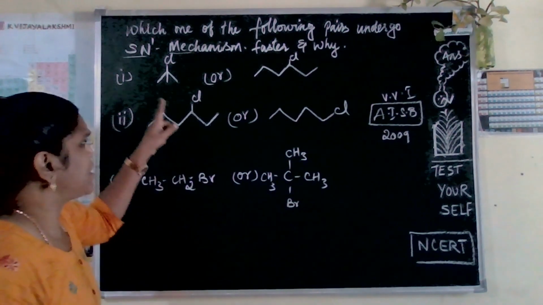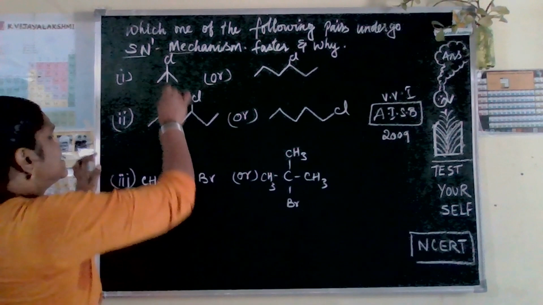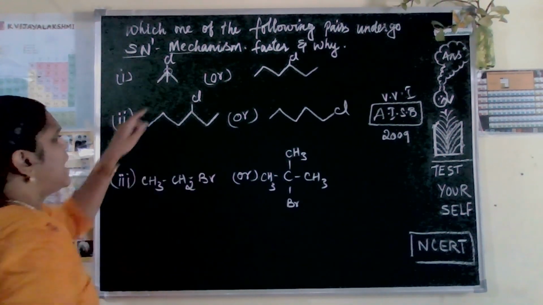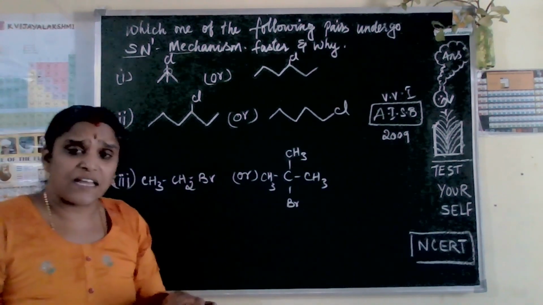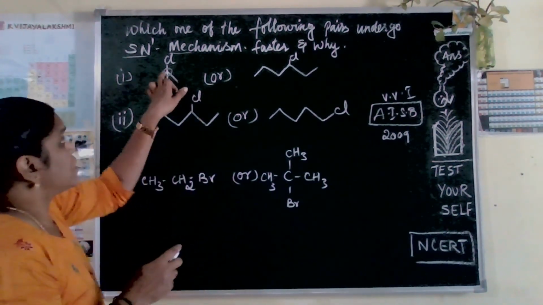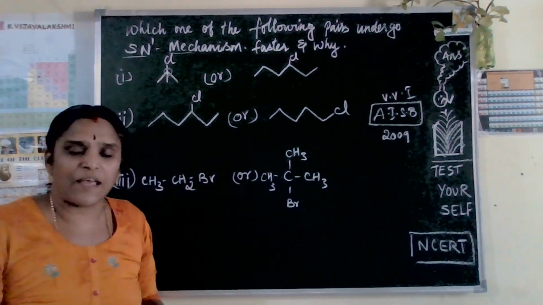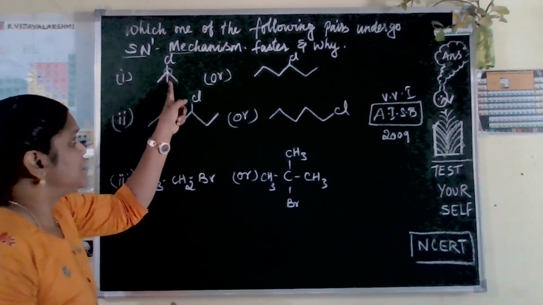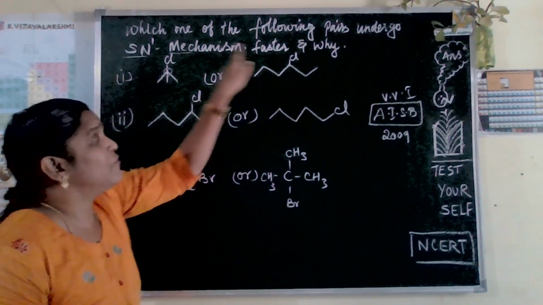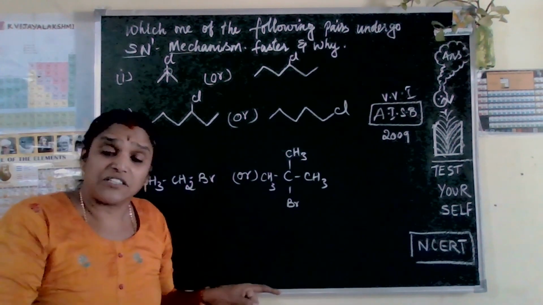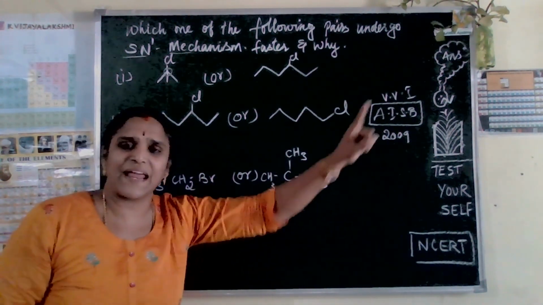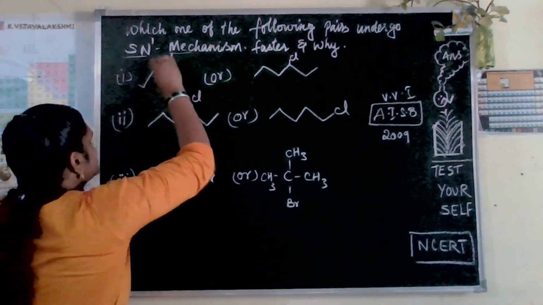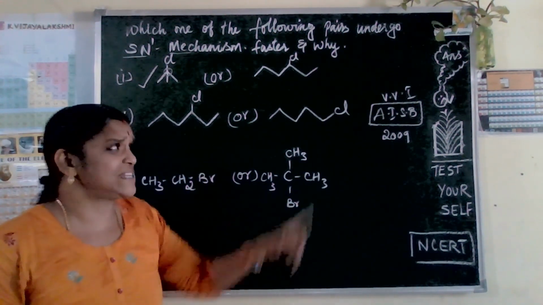Now, as you are looking at the bond line structure, steric hindrance is there. It is a tertiary; three lines are there. So naturally, which will be faster among this or this? This is the secondary, whereas here it is a tertiary. Tertiary will be faster than the secondary. Tertiary, secondary, primary, and methyl. So 100% this will be faster than this.